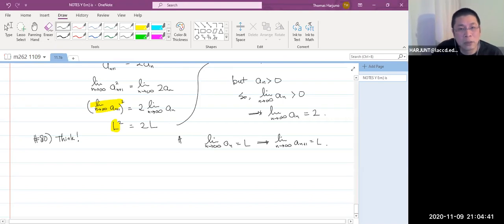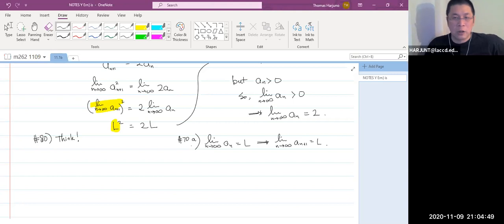That's number 78. They ask you to prove if it is convergent, show that the limit of the next term equals the limit of the previous term. Well, it's the limit. So once they all go to infinity, it doesn't matter who comes first, who comes later.